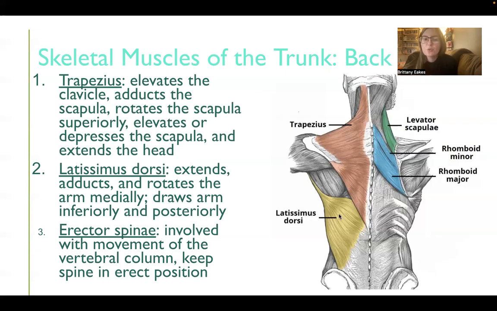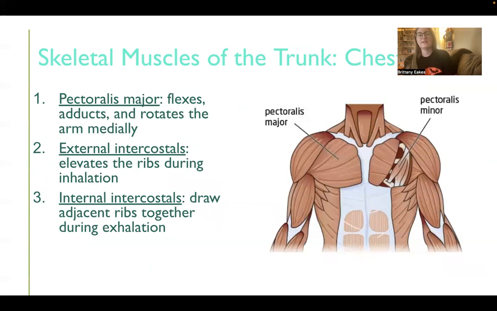The latissimus dorsi. So latissimus meaning wide, dorsi meaning back, is a back muscle that extends, adducts, and rotates the arm medially. It will draw the arm inferiorly and posteriorly. So you can kind of feel it when you move your arm. And then the erector spinae is involved with movement of the vertebral column. It keeps the spine in an erect position. So that was dorsal, the back muscles.